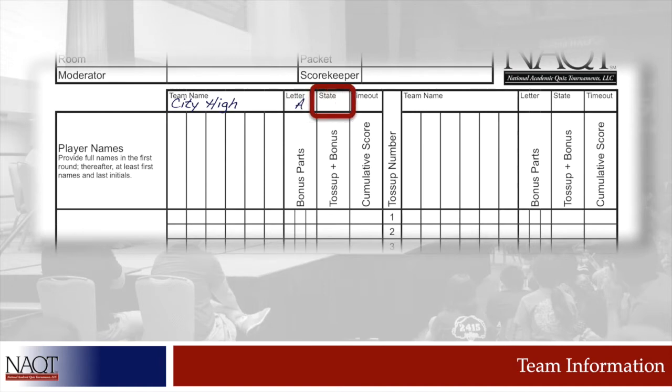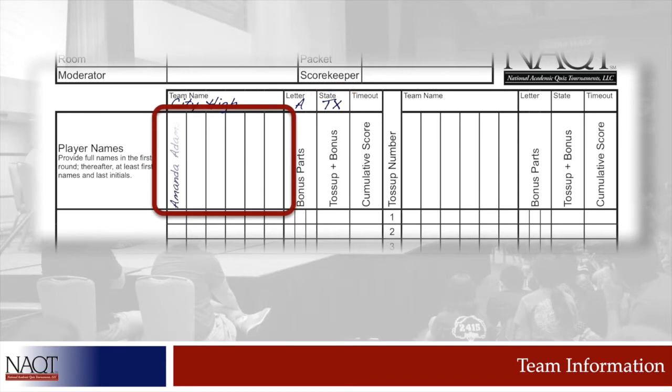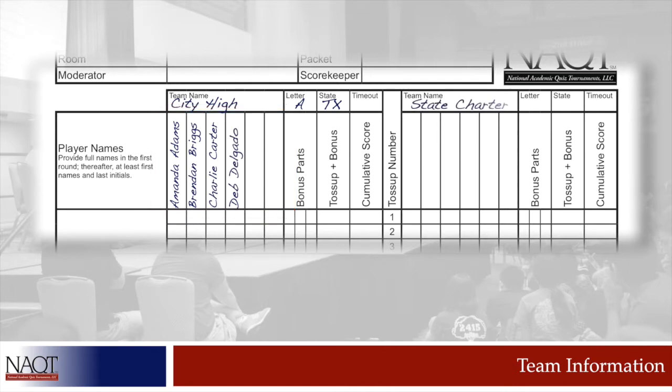Next, write down the team's home state. Write the names of the 4 players on the team in these boxes. You only need to record the players who start the game for now. Unless your tournament director tells you otherwise, please get both first and last names. Write the names in the same order as the players are sitting in front of you. This will make things much easier for you. Then record the same information for the team to your right.